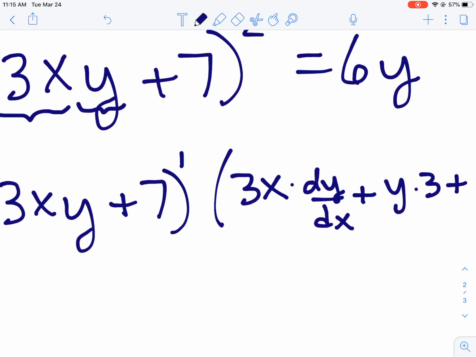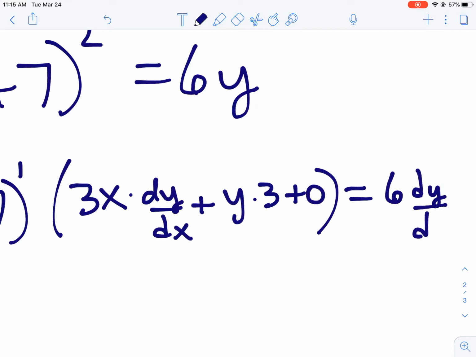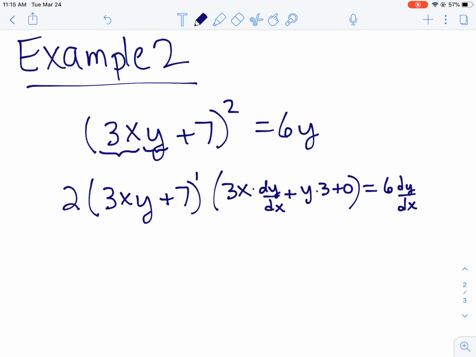And now I take the derivative of 7. Well, the derivative of 7 is just 0, equals, now I take the derivative of 6y, which is 6 dy dx. Pretty awesome, right? That's pretty exciting.